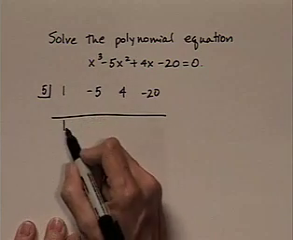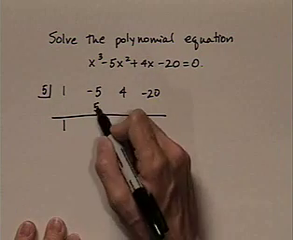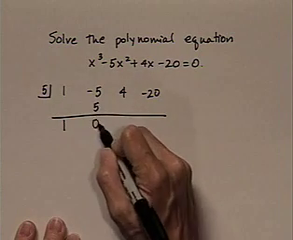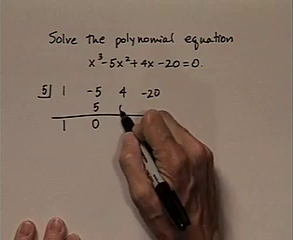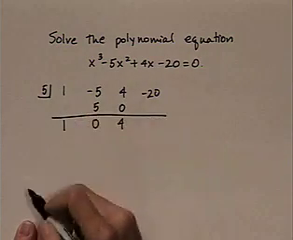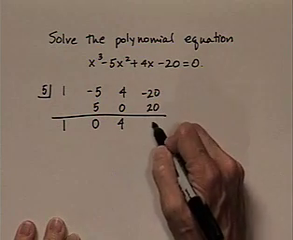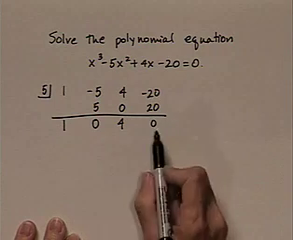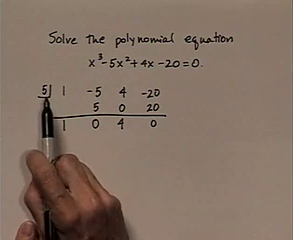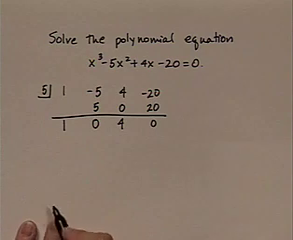Bring down the first coefficient, multiply it by the divisor, write the answer in the next column. That sum is 0. Multiply again by the divisor, find the sum. That sum is 4. Multiply by the divisor. That product is 20. And I get remainder 0, which confirms what I thought from my graph, that 5 is a 0. I'm looking for 2 more zeros.